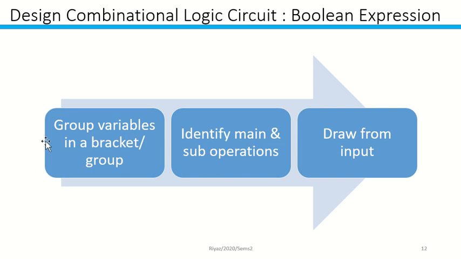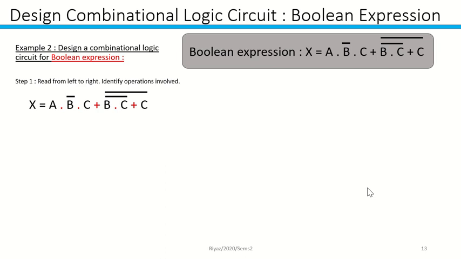First you need to group up the variables in brackets or in a big group. I will go through this one, just accept it first. Then you need to identify the main and the sub operations. This usually comes with experience. The more examples you do, the more comfortable you will be. And last but not least, you draw the circuit from the inputs. So let's say we have an example. This is example 2, designing a combinational logic circuit from the Boolean expression. So you have a Boolean expression.